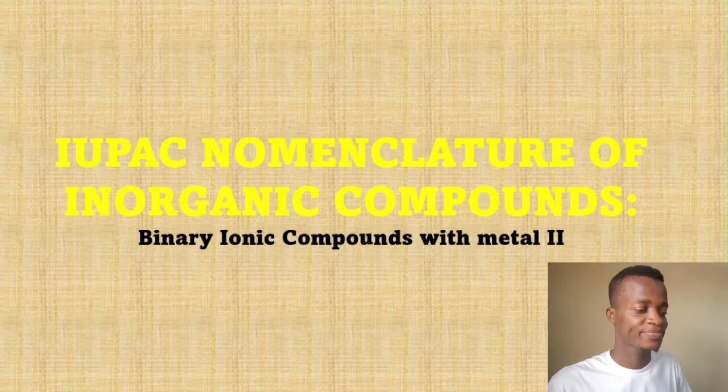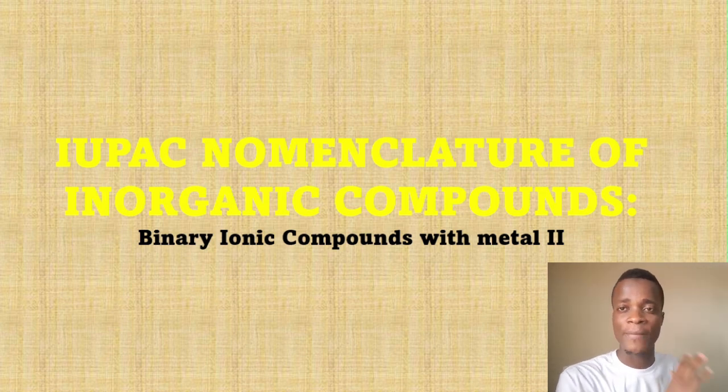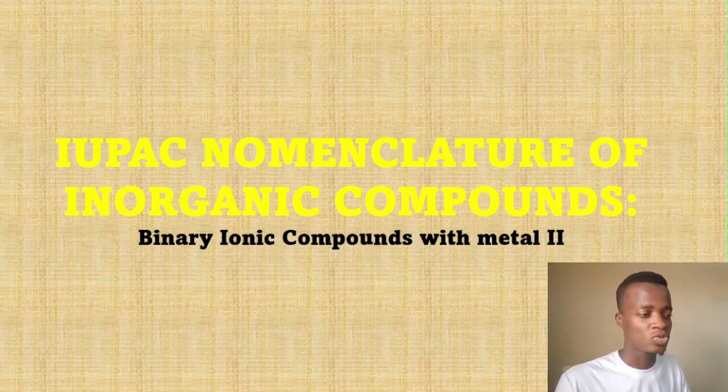The last time we talked about binary ionic compounds naming, where we talk about metal type 1. So we need to continue now with metal type 2 as we promised you. So in metal type 2, if we are naming binary compounds that contain metal type 2, then how do we name them now? We don't just directly go, right? We need to actually do some basic calculation.